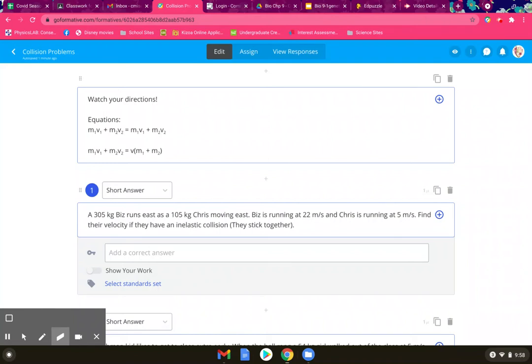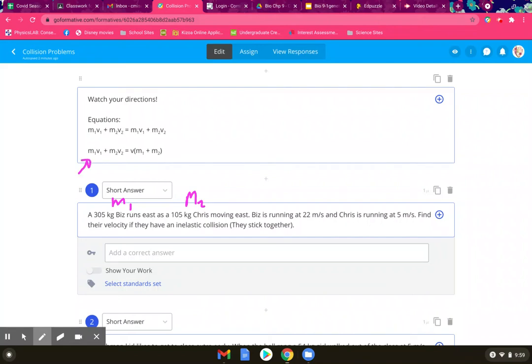So if we look at number one, it says we have a 305 kilogram Biz runs east at 105 kilogram Chris moving east. So this would be mass one and mass two. And then it tells us that Biz is running 22 meters per second. Chris is running 5 meters per second. Find their velocities after they have an inelastic collision, which means they stick together. So if we have inelastic, we're going to use this second equation.